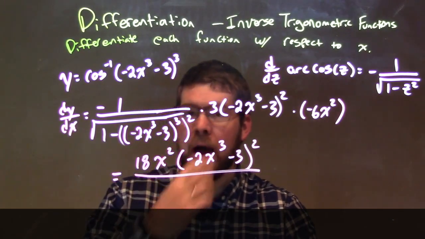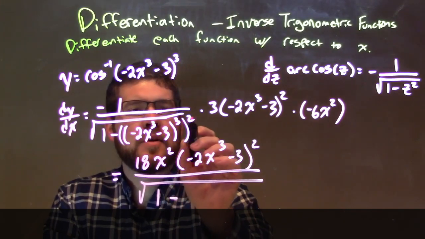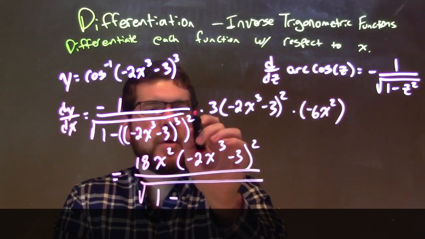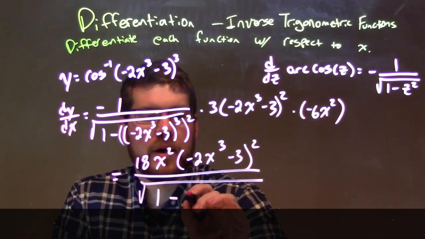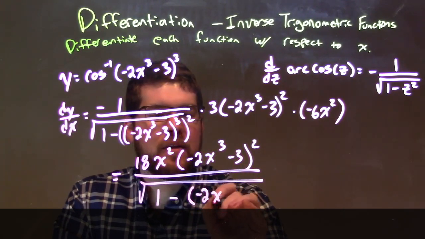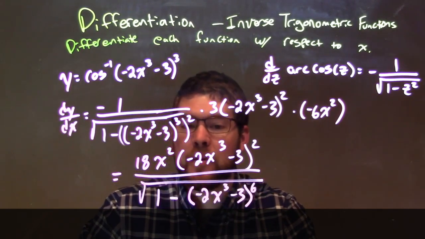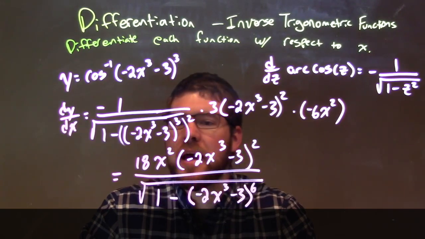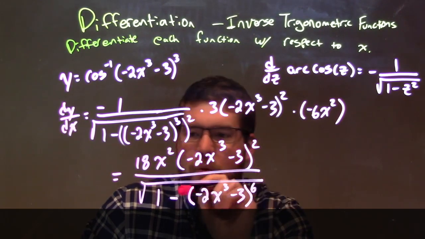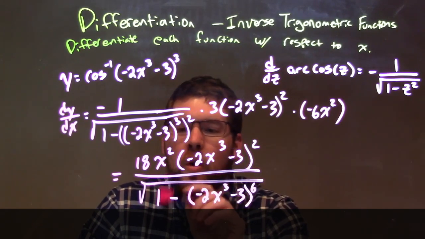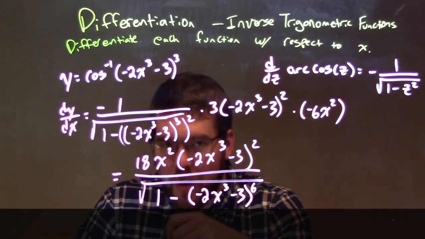All over my denominator, which we're just going to simplify a little bit here. 1 minus, I'm just going to take all that part to the third power squared. Let's put it all to the 6th power, 2 times 3 is 6. That's our rule there. So we have negative 2x to the third minus 3 all to the 6th power. And there we have our final answer, 18x squared times negative 2x to the third minus 3 squared over the square root of 1 minus parentheses negative 2x to the third minus 3 to the 6th power.